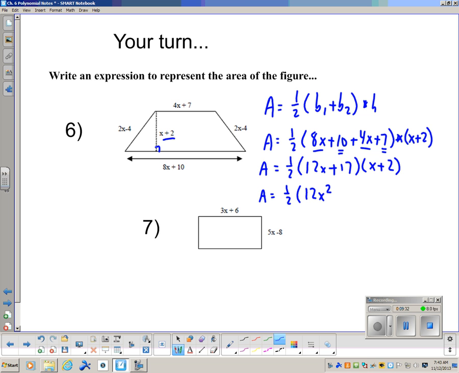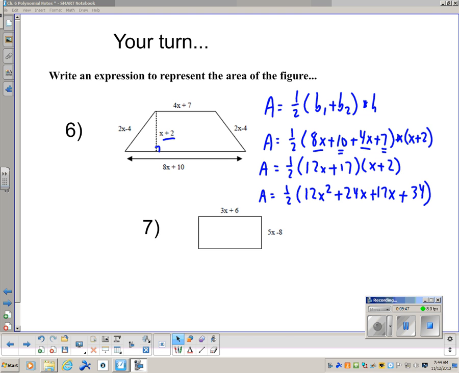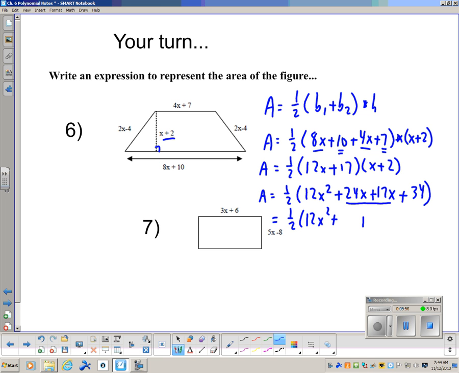Outer terms, 12x times 2 is 24x. Inner terms, 17 times x there is 17x. And then last terms here, 17 times 2 here is 34. So now go ahead and combine your like terms here. 41x plus 34. And then last thing you want to do is distribute that 1/2 through.